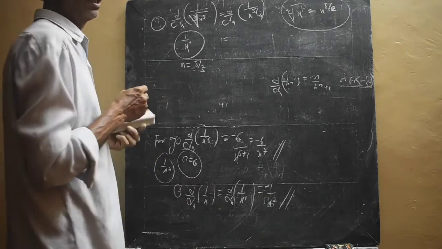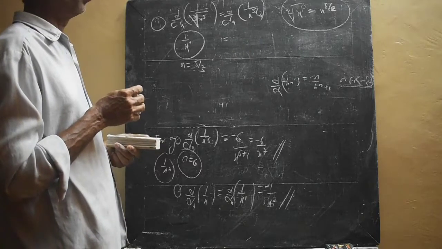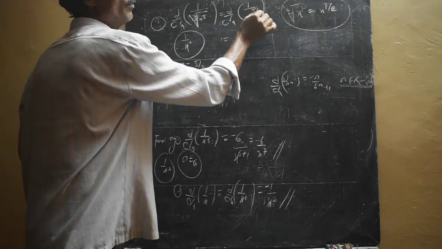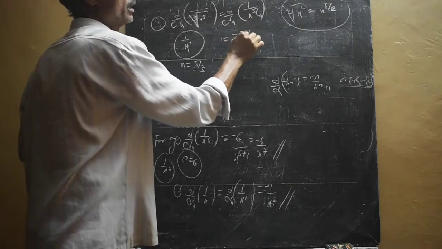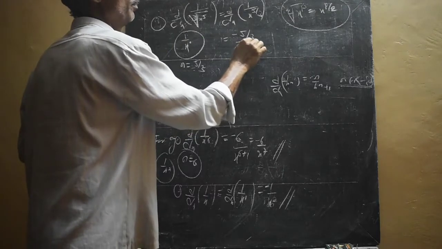Okay, a rational number like 5 by 3, 2 by 3. n may be irrational numbers also, n is 2, root 3, etc. Now n is 5 by 3. Therefore minus n, minus 5 by 3 upon x raised to 5 by 3 plus 1.